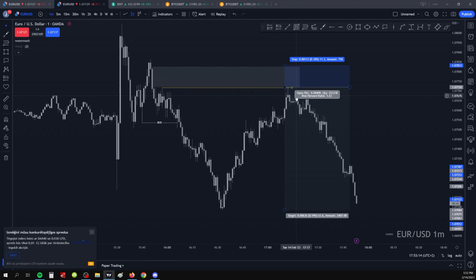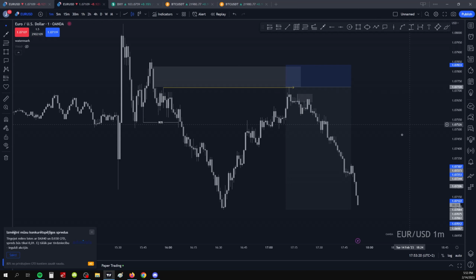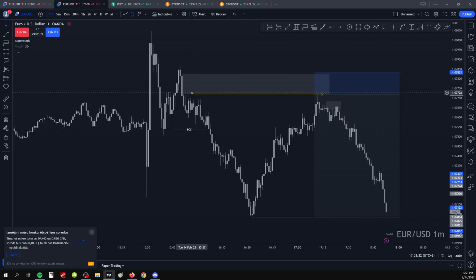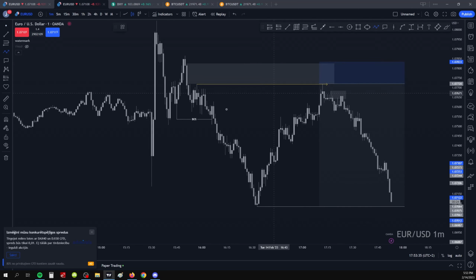If not, there was an entry here. But that's just hindsight. The thing I wanted to talk about is the rule of thirds. And as you can see, starting from here, this is all just one leg. This is basically one leg. So this was the only liquidity point.